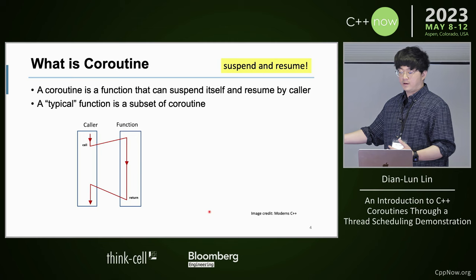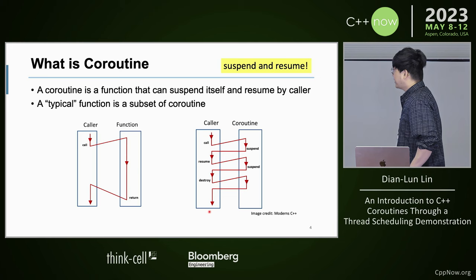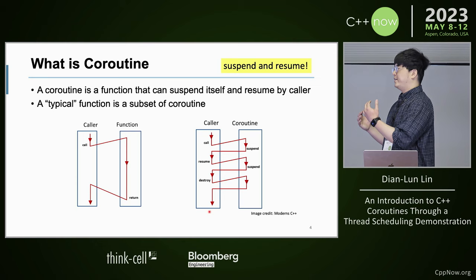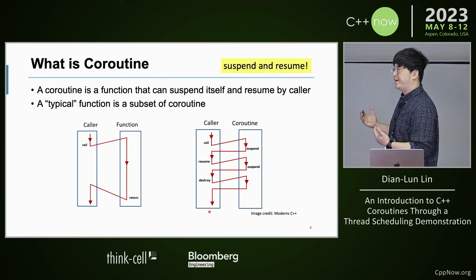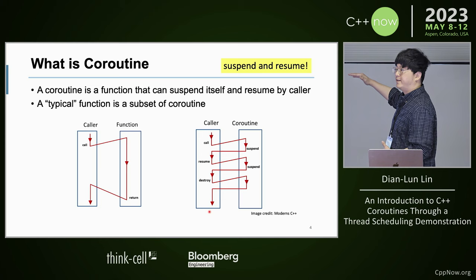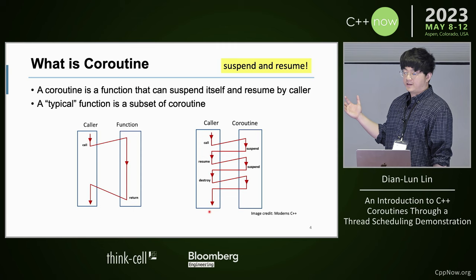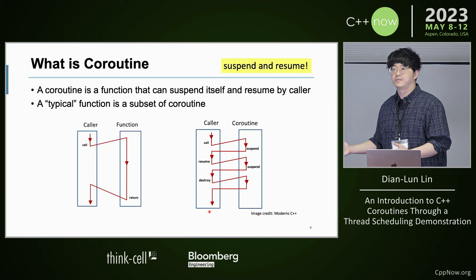Caller will continue to do its work. On the other hand, if you are using a coroutine, what you can do is to call a coroutine. The coroutine will do some stuff and then suspend itself and go back to the caller. And the caller can resume it again. Then the coroutine will begin at this suspension point and continue to do its work and then suspend again, and so on and so forth. So that is a coroutine. A coroutine is a function that can suspend itself and be resumed by the caller.